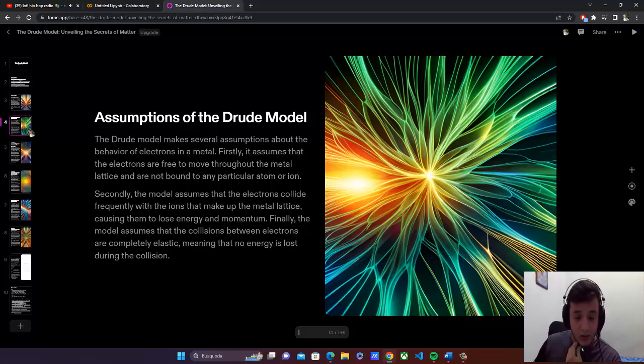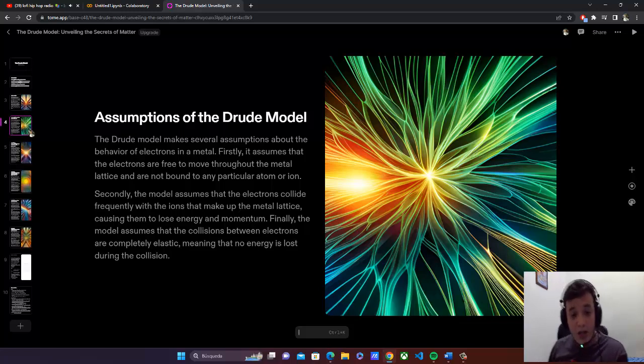Elastic collisions. The Drude model considers that collisions between electrons and metallic ions are elastic, meaning that there is no loss of kinetic energy during the collisions. In reality, collisions can be both elastic and inelastic, involving energy transfer between electrons and ions.